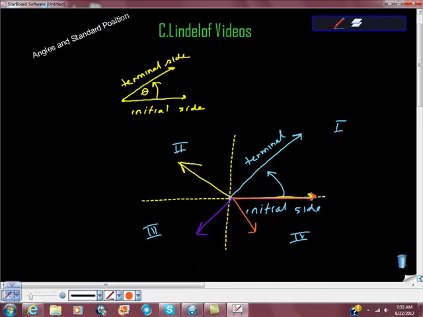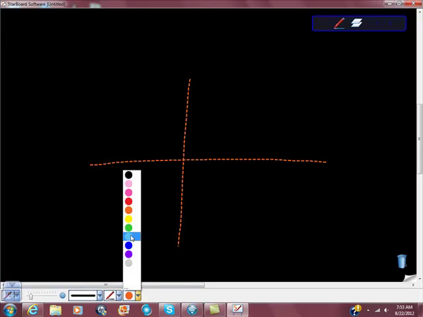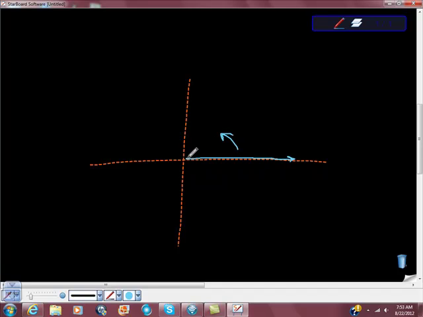The next thing I want to make sure that you get is that if we take an angle here, this is really important. If we open our angle counterclockwise, we say it's a positive angle. So let's take this angle right here. And if we open it this way, without regard to where it ends up, we have positive angles.